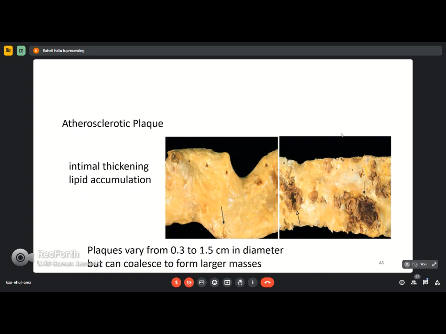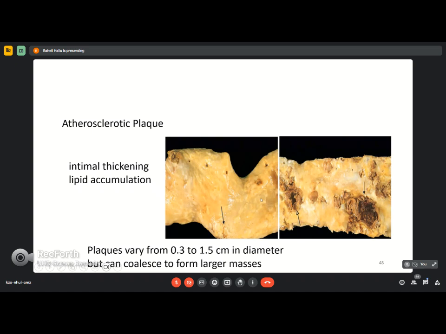It is a more progressed lesion. So in addition to those sheets of macrophages that have engulfed the lipoprotein, you also have supportive extracellular matrix substances, including the smooth muscle proliferations. So it's much more solid, it's a much more stable lesion. So atherosclerotic plaque also tends to be higher. You have proliferative substance, you have more substances in this, smooth muscle cells. So they tend to be raised lesions. They can vary from 0.3 centimeters to 1.5 centimeters in diameter, and they can also coalesce to form large masses. So here you see the bump things here.